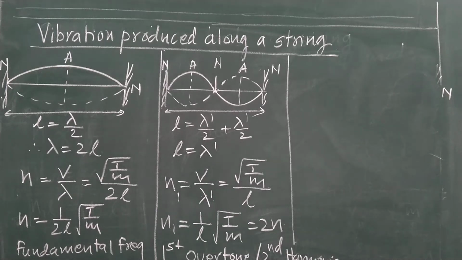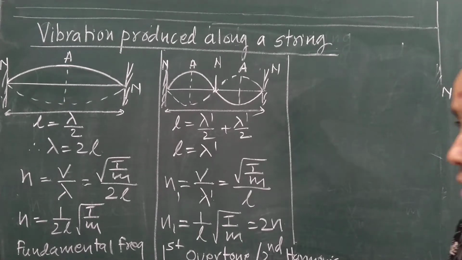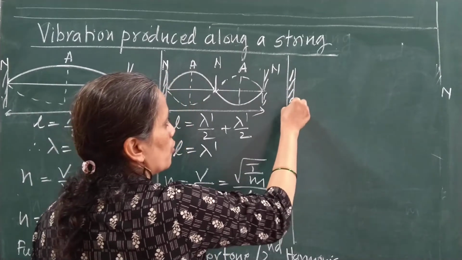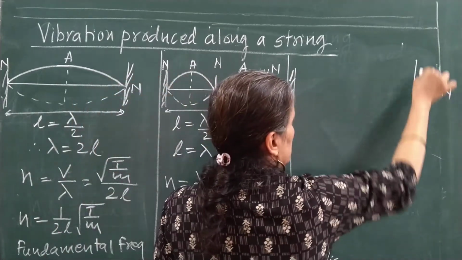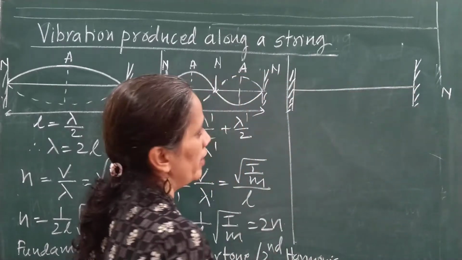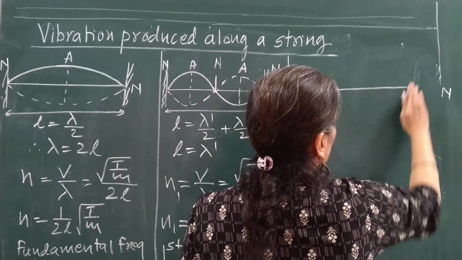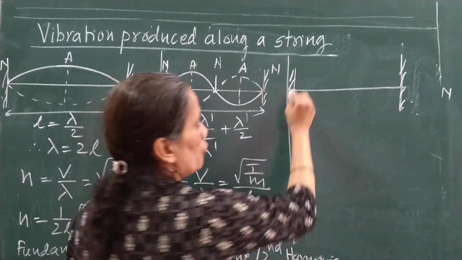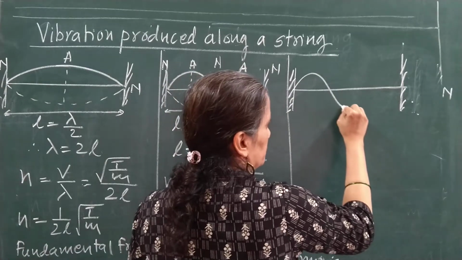In the previous lecture, we have studied two modes of vibration. And now in this lecture, we are going to consider the third mode of vibration. Now in this third mode of vibration, there is a string of length L, and along that string of length L, there will be the formation of three loops.